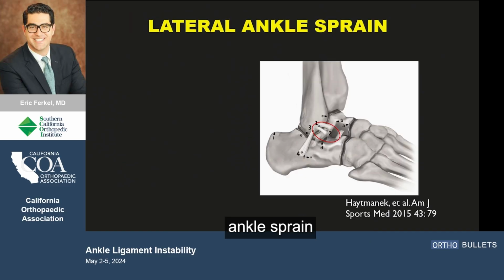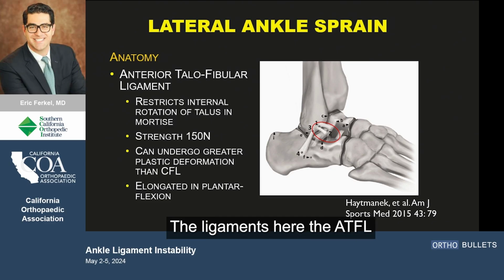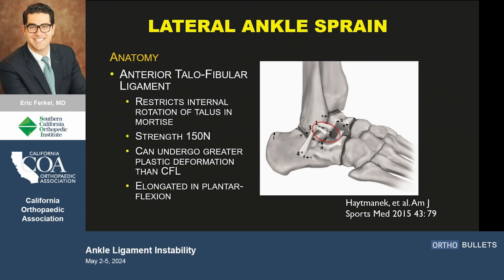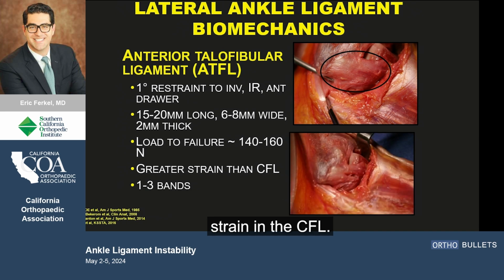So let's talk about the lateral ankle sprain a little bit here in the anatomy. The ATFL, as we know, is restricting the internal rotation of the talus. So when you're testing it, it's the anterior drawer with internal rotation, whereas the anterior drawer with external rotation is testing the medial side of the ligaments here. The ATFL is elongated in plantar flexion, and it's a primary restraint, as I mentioned, to inversion, internal rotation, and anterior drawer. It has greater strain than the CFL.